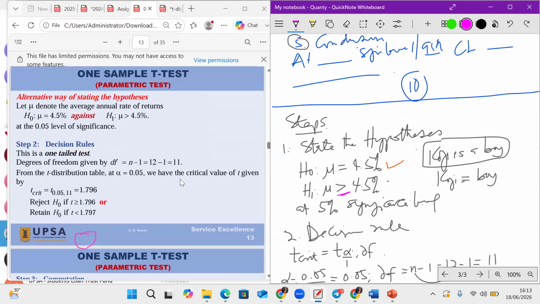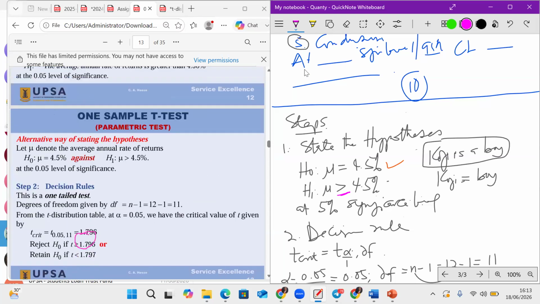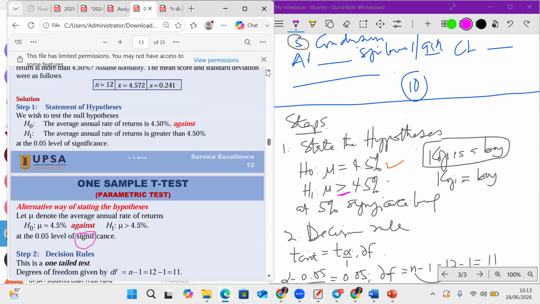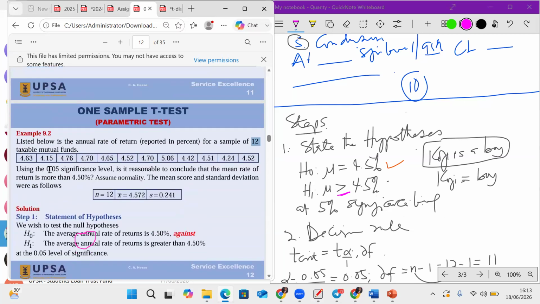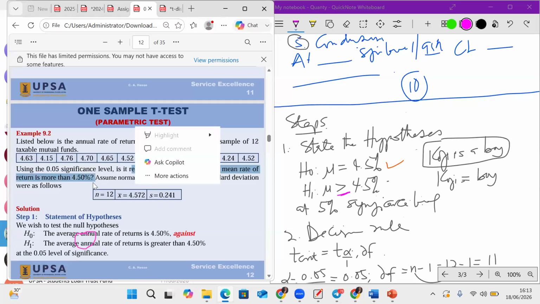So watch here. We will say this. Look at the way they place the words in the question. It says, using the 0.05 significance level, is it reasonable to conclude that the mean rate of return is more than 4.5%? Is it reasonable to conclude, based on what you have just done, that the mean rate is more than 4.5%? Yes or no? No. Because this mean rate being more than 4.5 is the alternative.